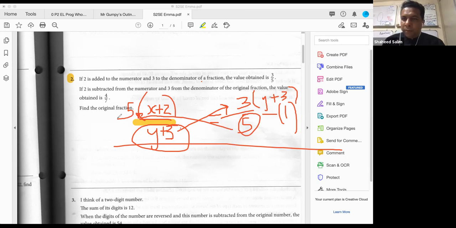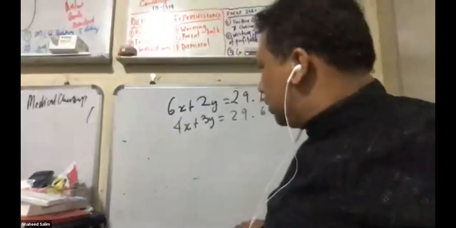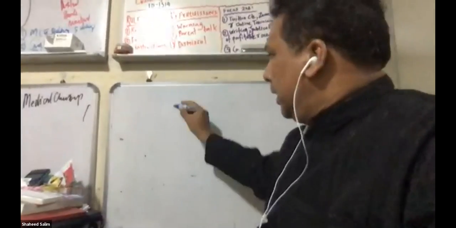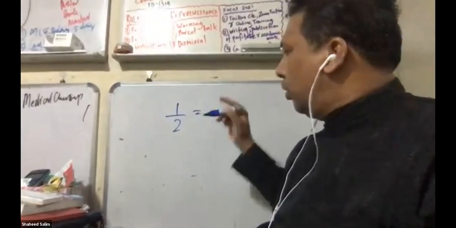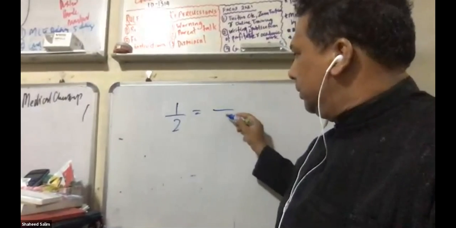You know what I'm talking about? Okay, if you're not sure, I'm going to show you this. Let's see now. Watch. Give me an equivalent fraction for half. Any number? Any equivalent fraction that's equal to half.